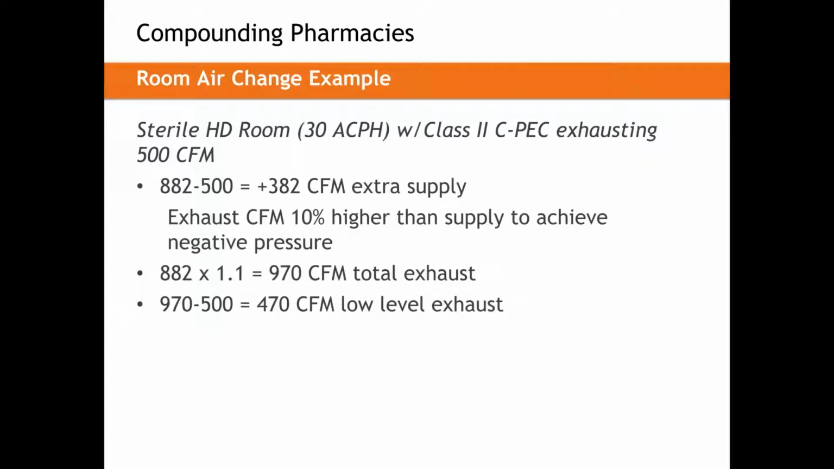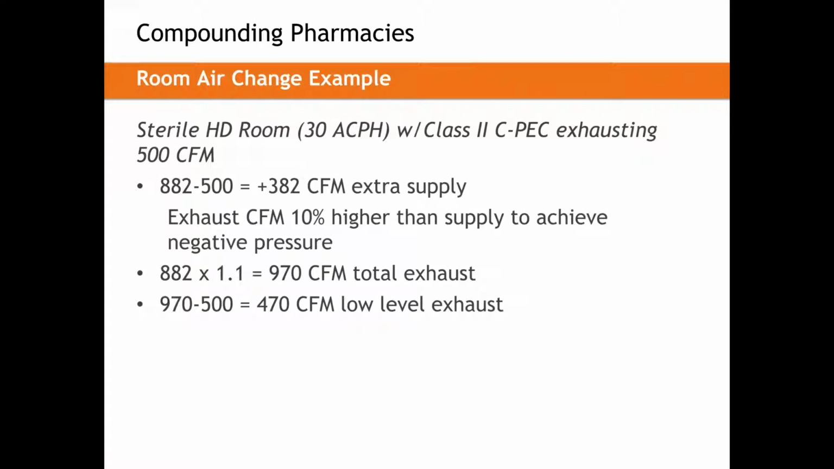Now let's dig more into that sterile room. It has 30 air changes, and it's going to have a Class 2 biological safety cabinet, let's say, that is constantly exhausting 500 CFM. So we had 882 CFM of supply. We're exhausting 500 CFM. Currently, with no other equipment or exhaust devices in the space, we have 382 CFM extra of supply. But this sterile hazardous drugs room needs to be negatively pressurized.